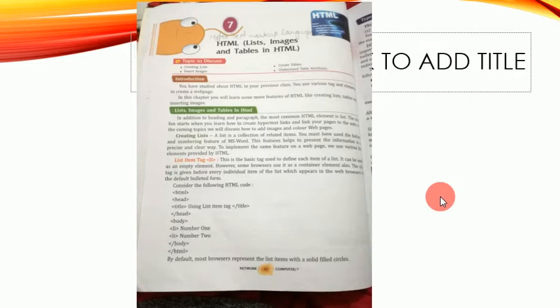So for doing that in HTML, which tag are we going to use? We are going to use this tag. This list tag is the basic tag used to define each item of a list. It can be used as an empty element. So what is an empty and a container element?